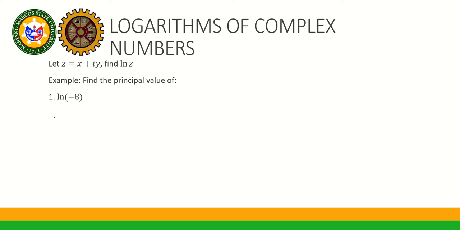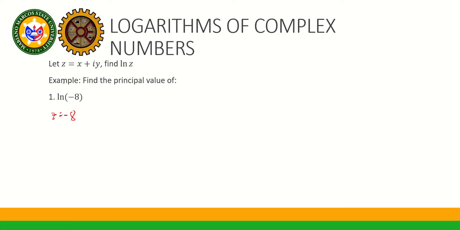So step 1 natin is to convert natin si z natin into exponential. So, since ln z to, this is ln z, ibig sabihin this is our z. So, z is equal to -8. And we are going to convert this one into exponential. So, how do we do that? Balikan natin yung conversion na ginawa natin sa mga complex numbers.